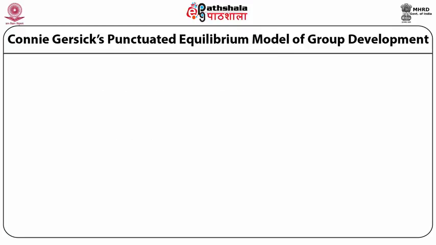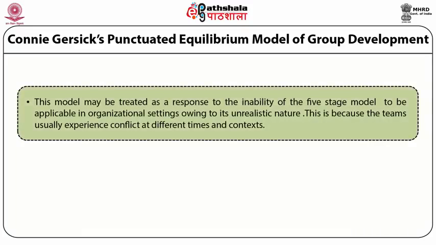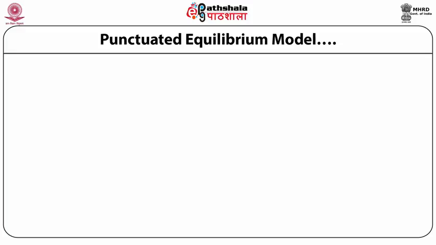Gersick's punctuated equilibrium model of group development. Now, this model may be treated as a response to the inability of the five-stage model to be applicable in organizational settings owing to its unrealistic nature as felt by many. Now, this is because the teams usually experience conflict at different times and context. Let's try to understand this punctuated equilibrium model.